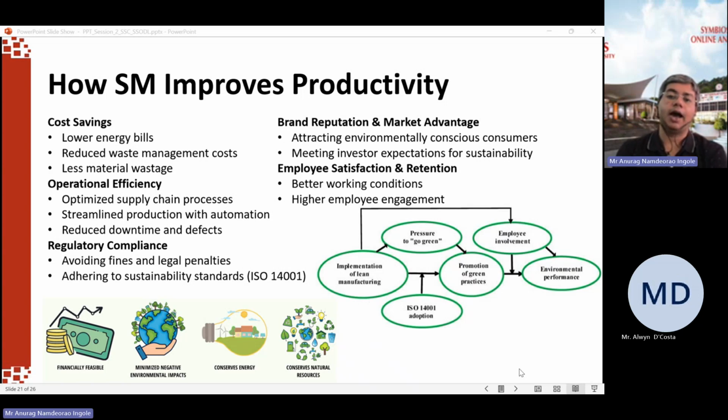Then the second point is higher employee engagement. If you have a safe working environment and you have initiatives towards making the environment better, you have sustainability initiatives, which we spoke about earlier, that they are working towards the good of society, indirectly you will have higher engagement.